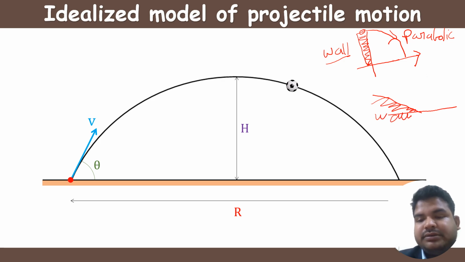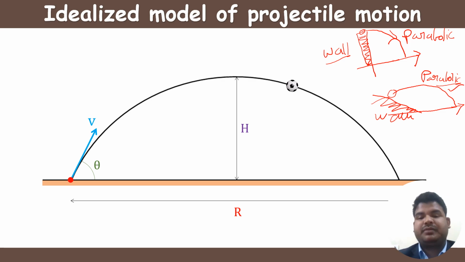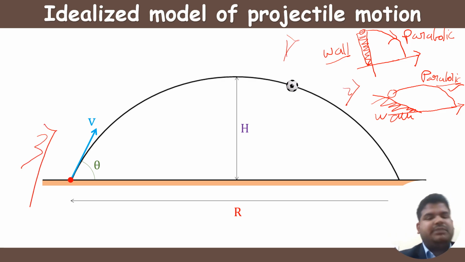This is a wall, and from here you are throwing a ball. This is also a parabolic. And one more, what you can say. First example, second example, and this is the third example.